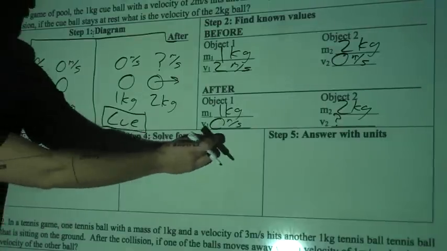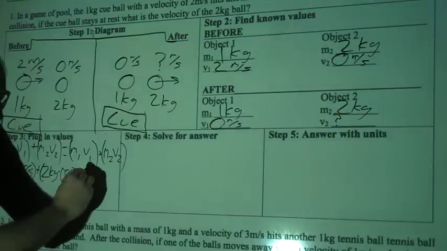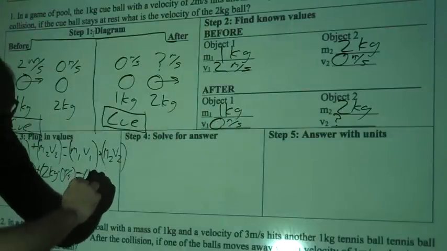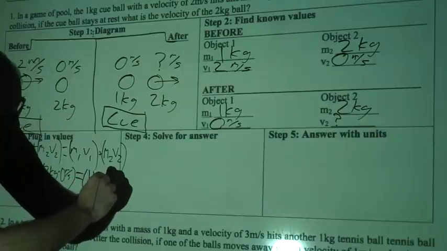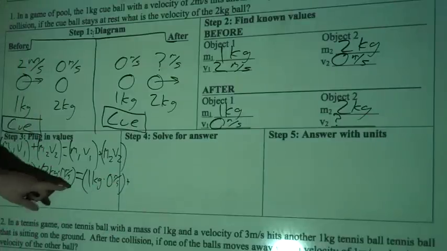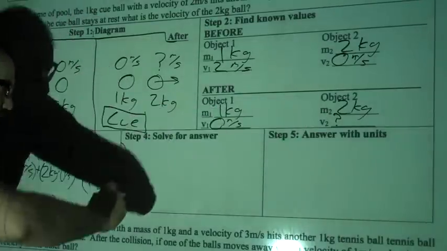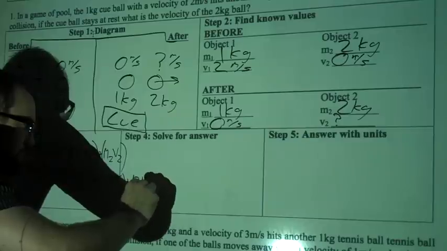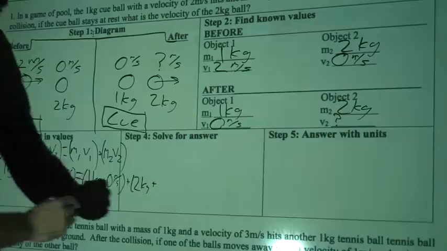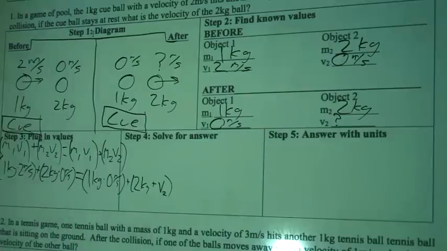After, the first ball is at rest after it hits. So it still has a mass of 1 kilogram, but it's going 0 meters per second. And then plus, we now have to find object 2, so m2 v2. m2 I know is 2 kilograms, and my velocity of the second one I don't know, so I'm going to write v2 in there. It looks really intense.